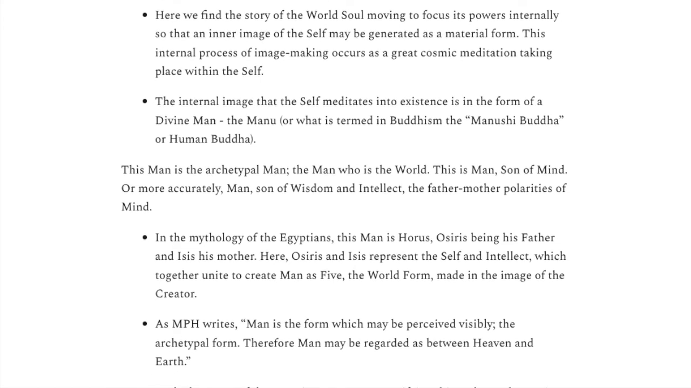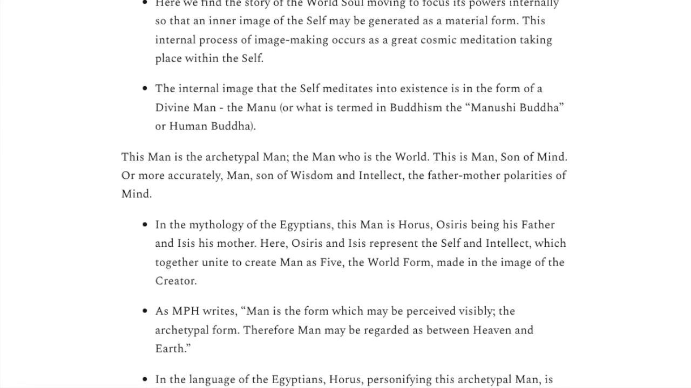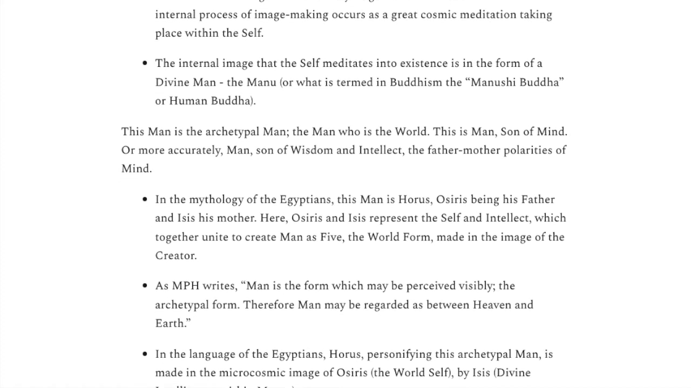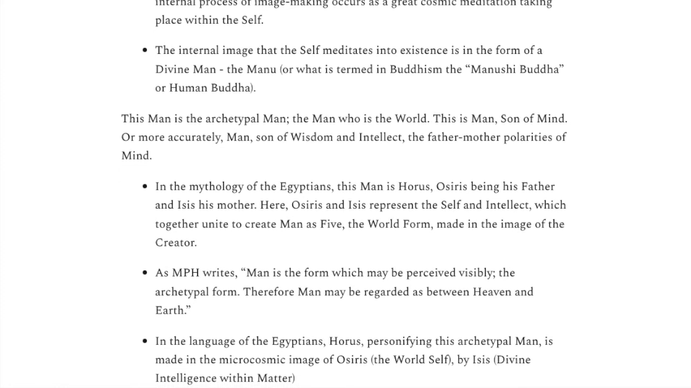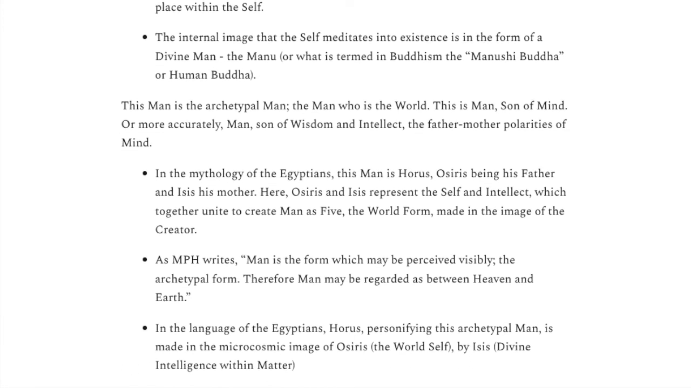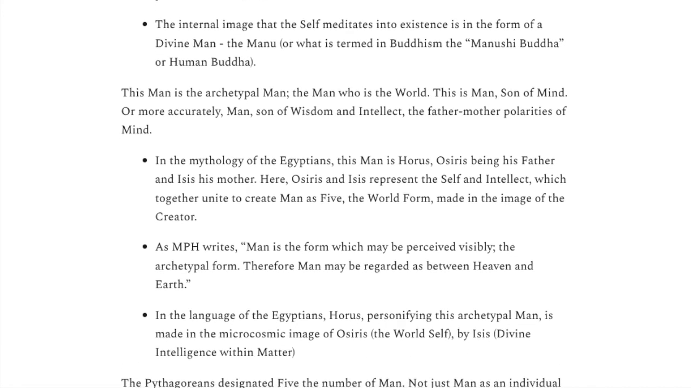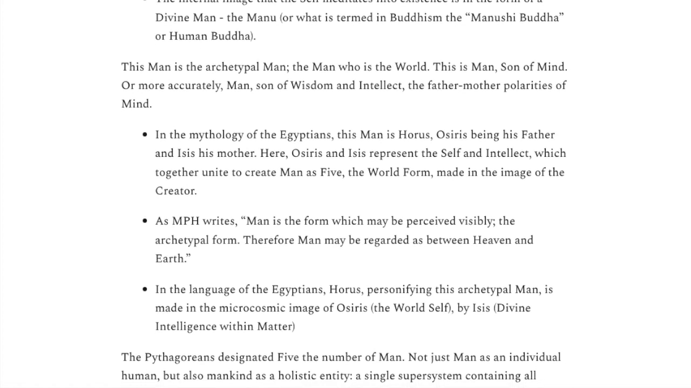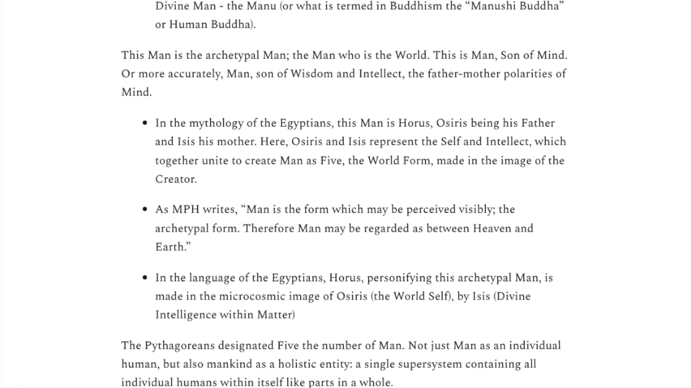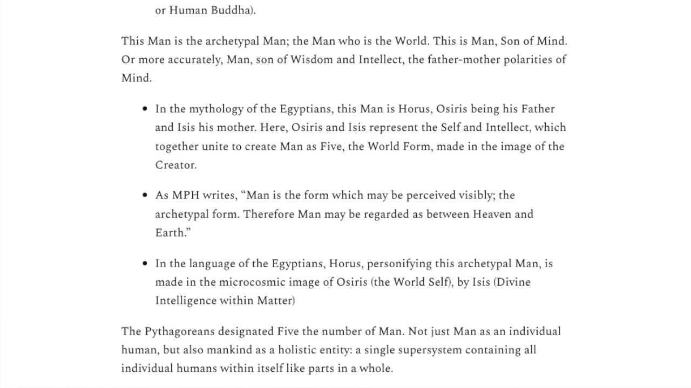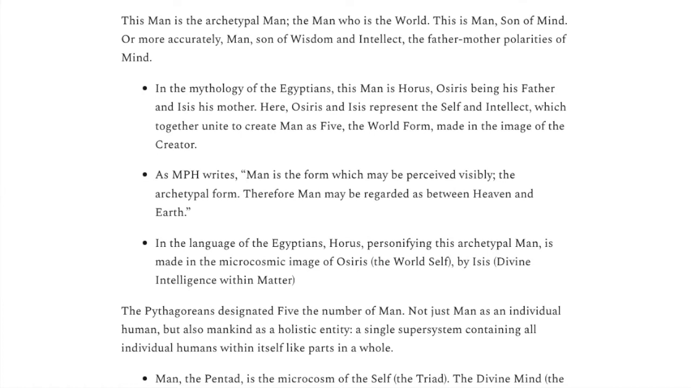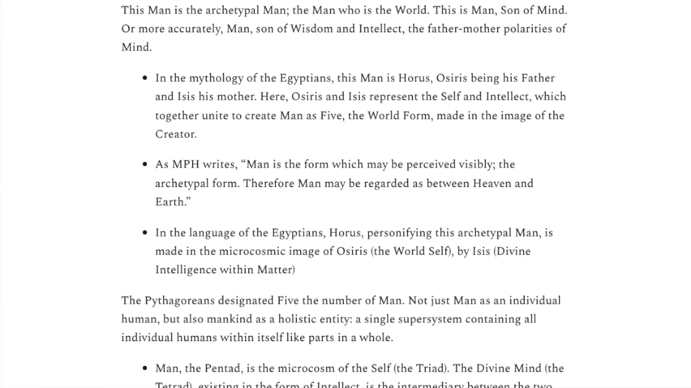In the mythology of the Egyptians, this man is Horus, Osiris being his father and Isis his mother. Here, Osiris and Isis represent the self and intellect, which together unite to create man as 5, the world form, made in the image of the Creator. As Manly Hall writes, man is the form which may be perceived visibly, the archetypal form. Therefore, man may be regarded as between heaven and earth.